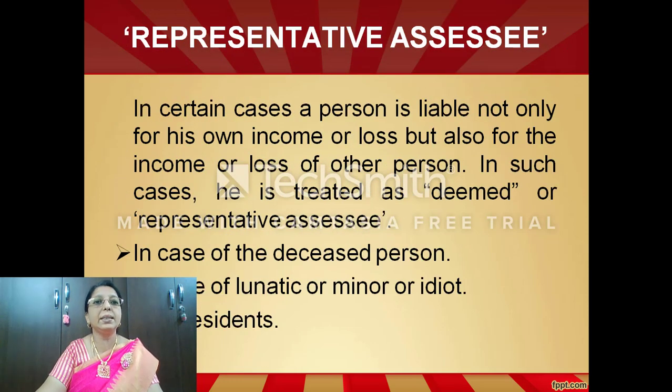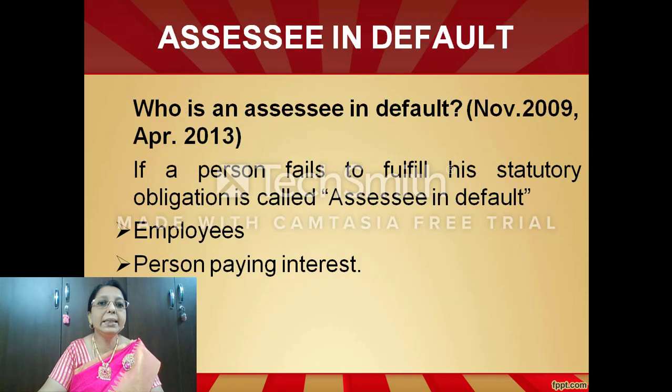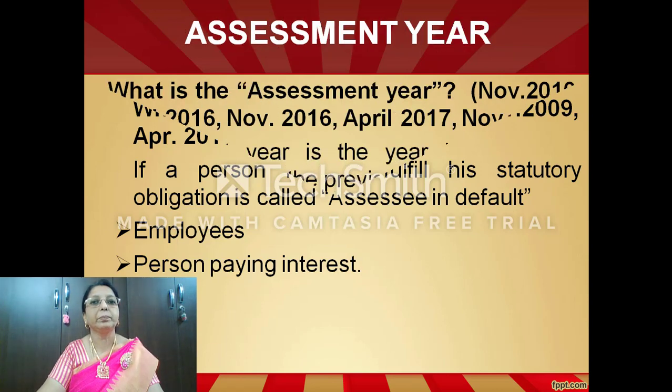Now the representative assessee: in certain cases, a person is liable not only for his own income or loss, but for the income or loss of another person. So he is treated as a deemed or representative assessee because he represents another person. He is deemed to be an assessee for somebody else's income or loss along with his own income. Assessee in default: if a person fails to fulfill his statutory obligation, he is an assessee in default.